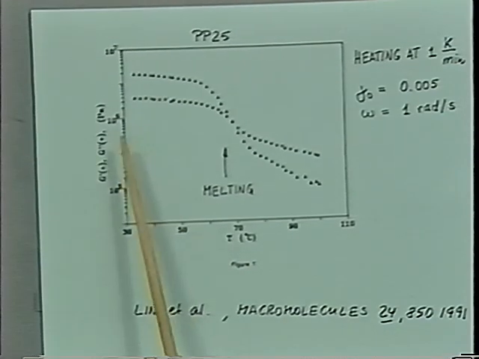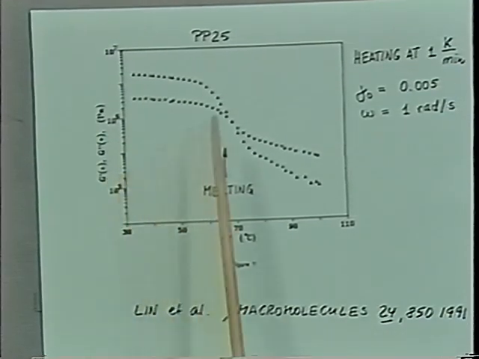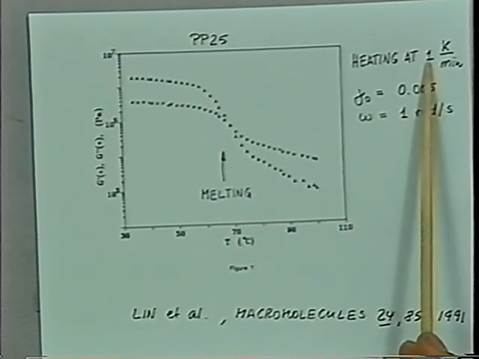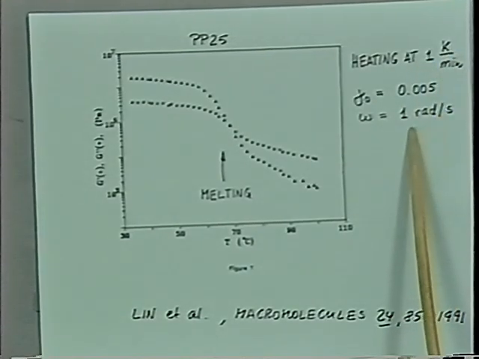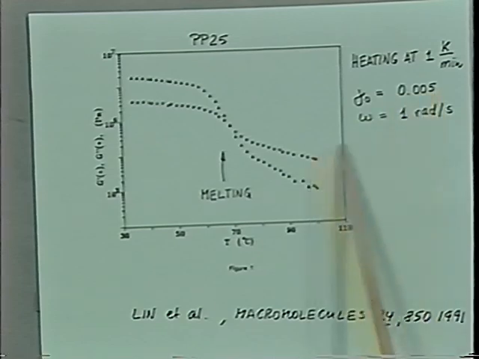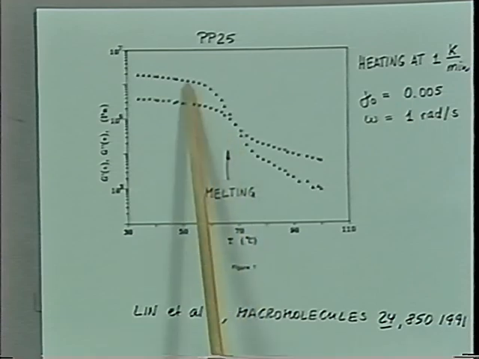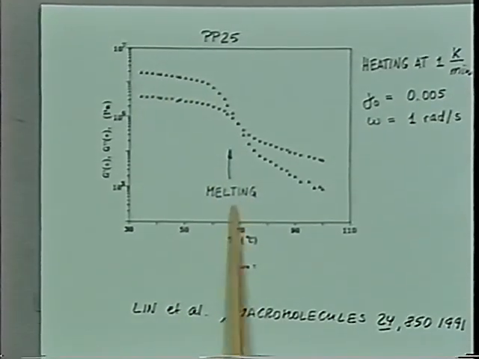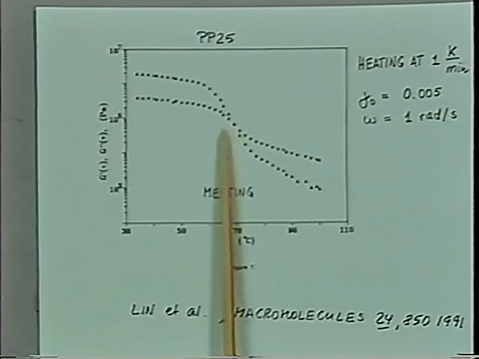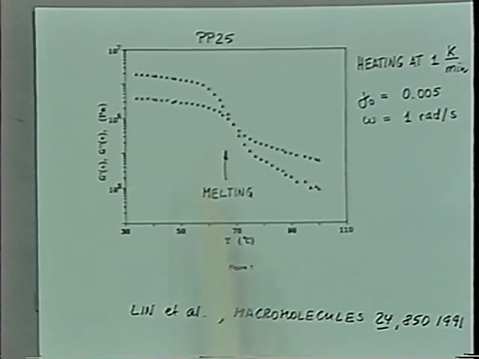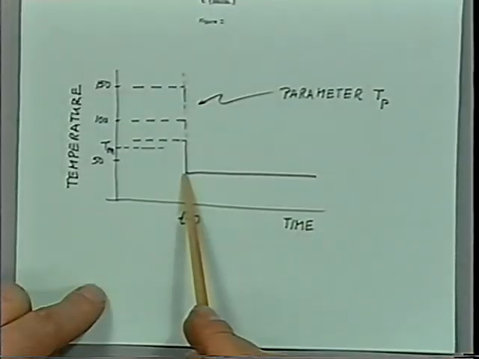The first question would be, what's the melting temperature of that polypropylene? We take a sample, measure G prime, G double prime during a heating experiment. This would be a heating with 1 Kelvin per minute at a small amplitude oscillatory shear experiment at 1 radian per second. And you can see that the material softens drastically at about 65 degrees C. So let's call 65 degrees C our melting temperature in this experiment. We will look at crystallization at 40 degrees C.